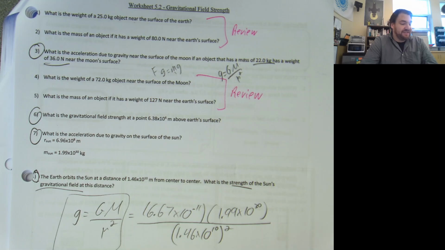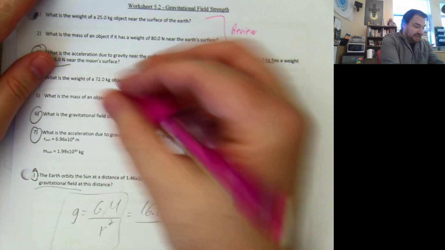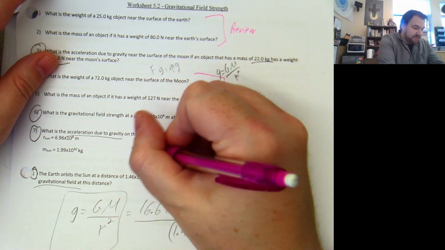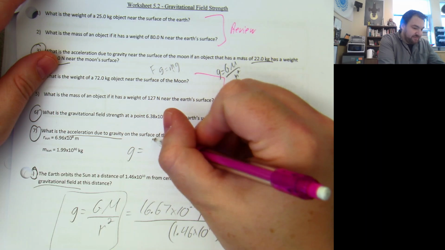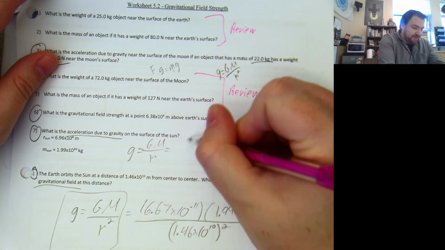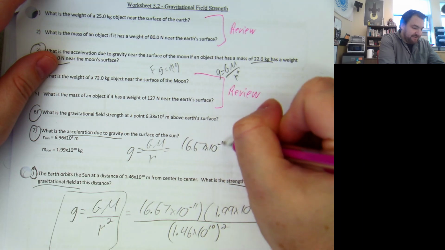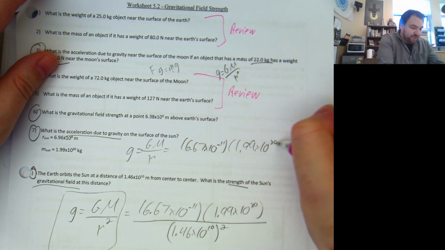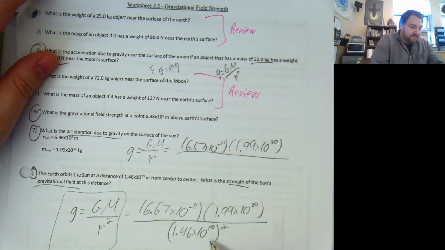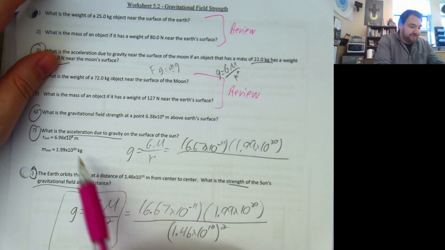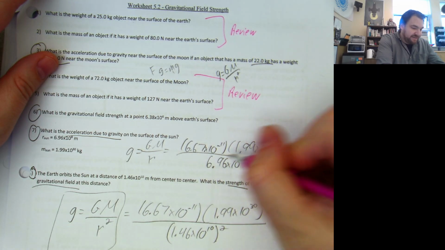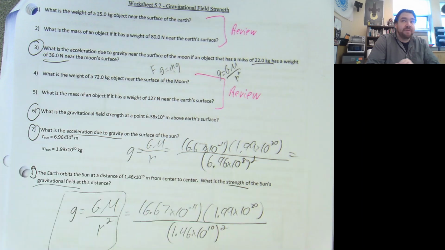Number 7. What is the acceleration due to gravity on the surface of the sun? So acceleration due to gravity and gravitational field strength, same formula. g equals GM over r squared, G is 6.67 times 10 to the negative 11. The mass of the sun is 1.99 times 10 to the 30. The only difference here is we're not out where the Earth is. We're on the surface of the sun, and the radius of the sun is 6.96 times 10 to the 8. We square it. The formula is the same.